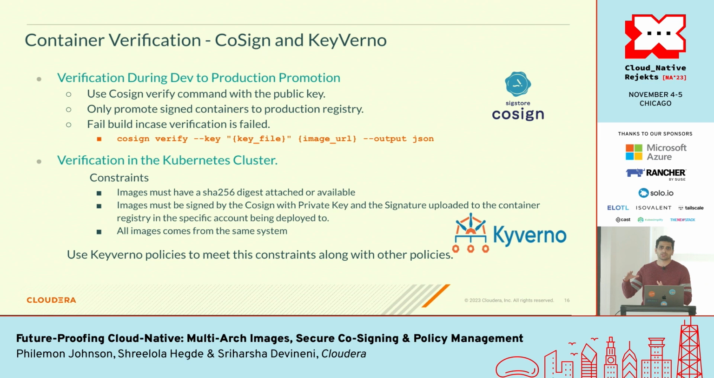What happens if somebody comes and attacks, like customers have not secured their cluster? What happens if somebody tries to attack the clusters and change the images in the middle? For that, we are doing the verification in the Kubernetes cluster, and for that we are using Kyverno. Kyverno has very good policy administration. With that, we can check the SHA-256 digest attached to the images, whether images are signed or not. If the images are not signed, the containers are not coming up at all. That policy itself is restricting the pod from coming up.